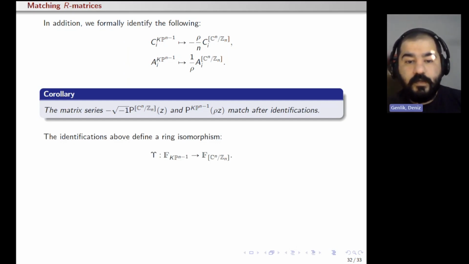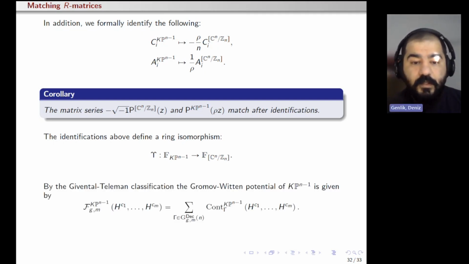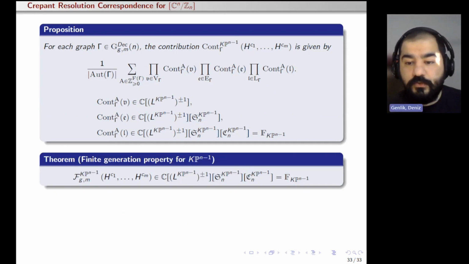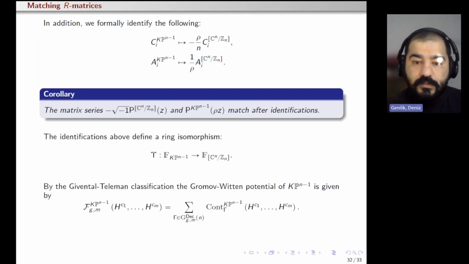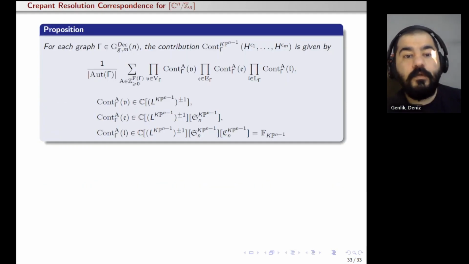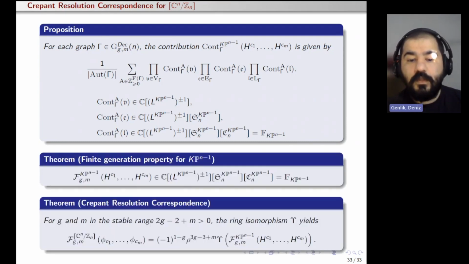So these identifications define a ring isomorphism between these two rings where we lift our R matrices or modified R matrices. And again, if you apply the Givental-Teleman classification, you get a similar result here. So you have the lifting of the potential to this one, and this rho scaling Z variable cancels out nicely if you keep track of the relations between vertex contributions, edge contributions and leaf contributions in both potentials after this ring isomorphism. You see that things are canceling each other nicely, and this rho comes in front of the potential after the matching, and you match the potentials in this way.